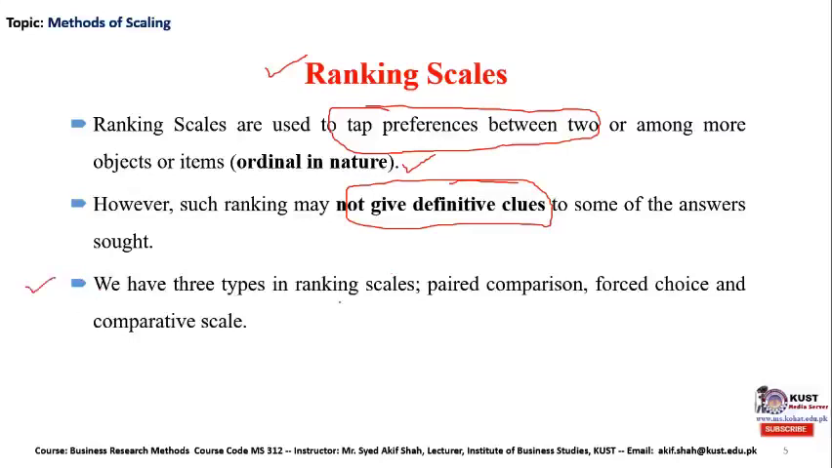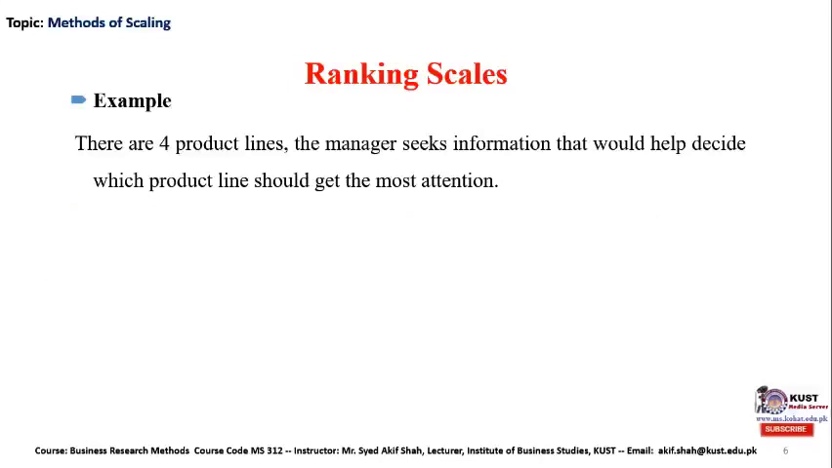Basically, we have three types of ranking scale. One is known as paired comparison, forced choice is the second one, and a comparative scale is the third type of ranking scale. Let's discuss one by one in detail. Let us discuss the ranking scale example.